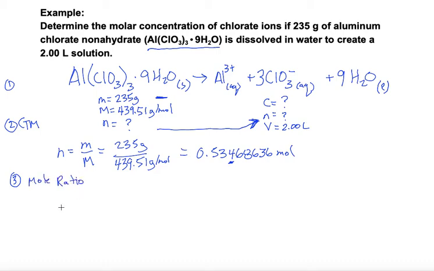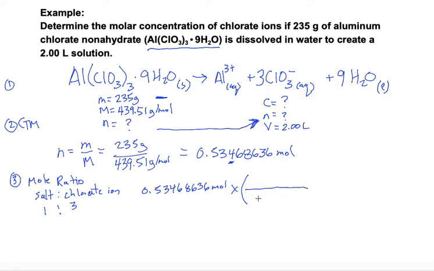So our mole ratio, right, we're looking at the salt to the chlorate ion. Right, so that's a 1 to 3 ratio that we're dealing with. So when I'm dealing with this, then I'm going to have 0.534636 moles times, and now I'm going to multiply by that fraction, which relates to my balanced chemical equation.